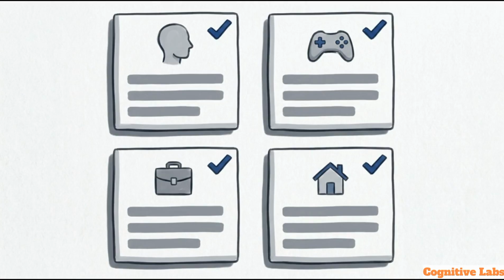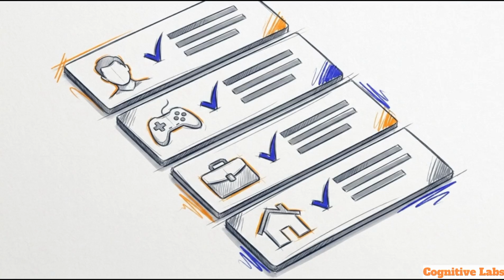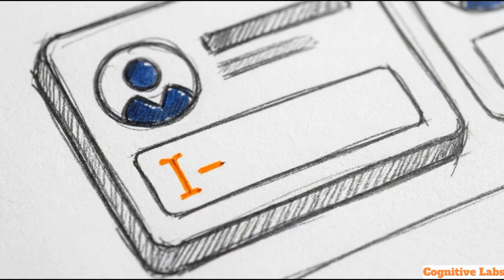You have 4 specific tasks to complete today. You need to build a personal profile, a gamer profile, a dream company profile, and a family profile, each with its own unique input prompts.